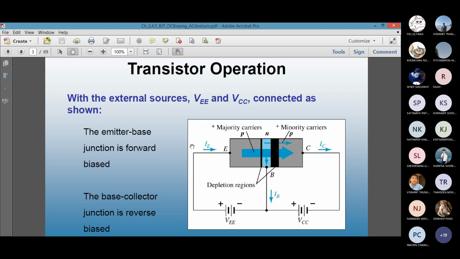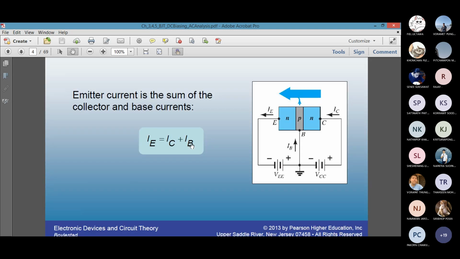IC is the collector current. It is given by beta times IB. The total current, the emitter current, is always IC plus IB. Whether you have PNP or NPN, it doesn't matter. This law does not change. When you change the type of transistor, you just reverse the polarity and current direction.